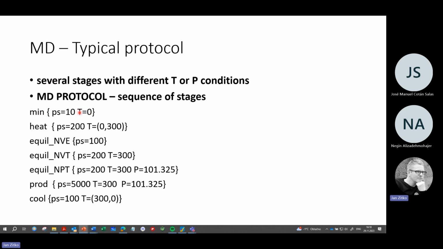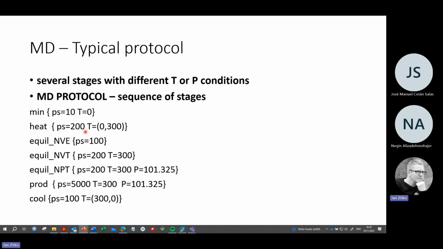Temperature 0 in many MD engines means that we are basically doing the energetic minimization, a normal force field energetic minimization, and we have no temperature, we have no velocities of the particles. So this would be the minimization.